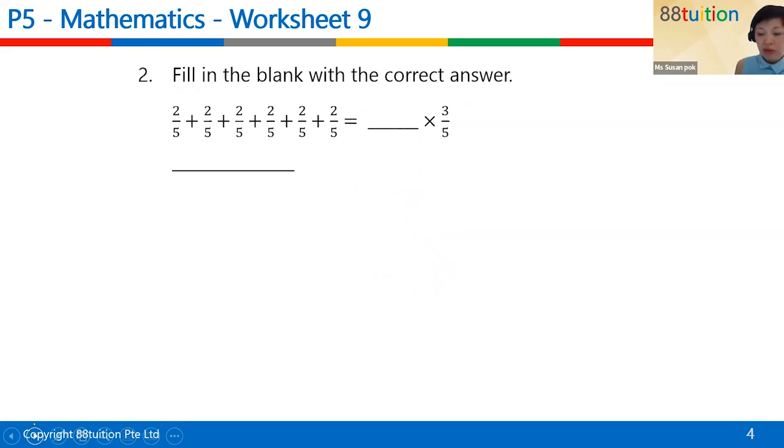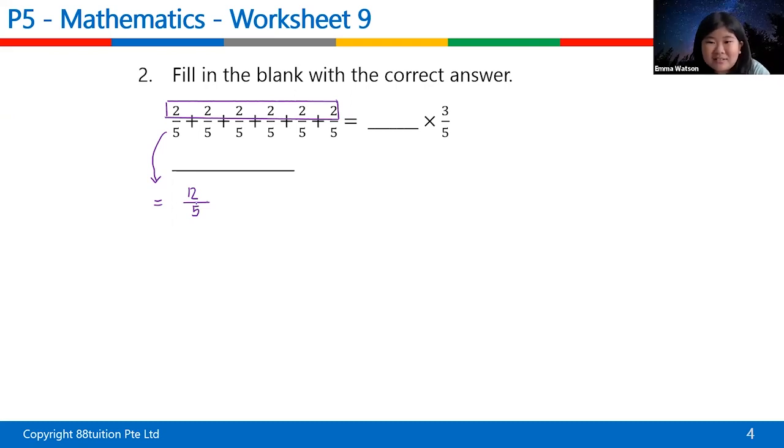Wow, how many of the 2/5 are here? So this is 1, 2, 3, 4, 5, 6. So can I say this is equal to 2, 4, 6, 8, 10, 12? I add up the numerator and I get 12 over 5. Can I say that? Yes. Now the question is, 12/5 is made up of how many 3/5?